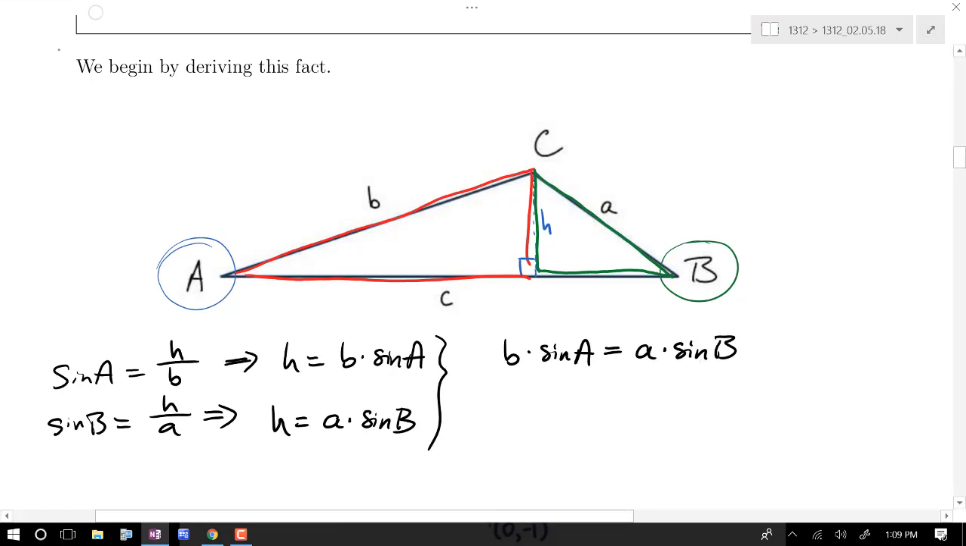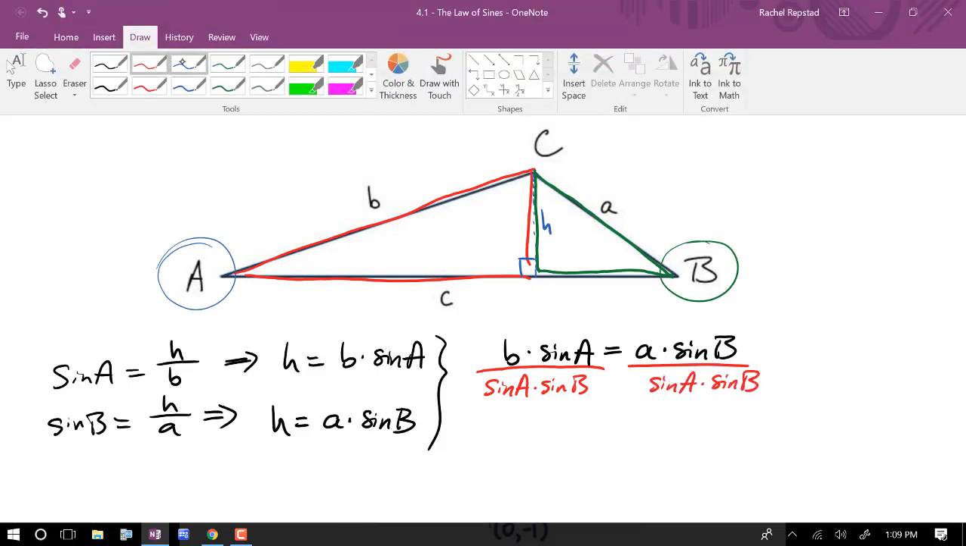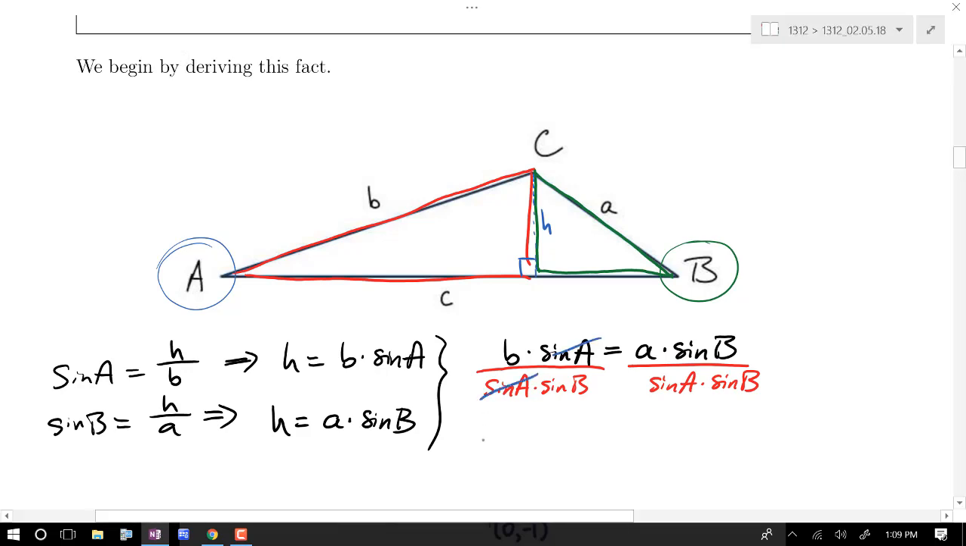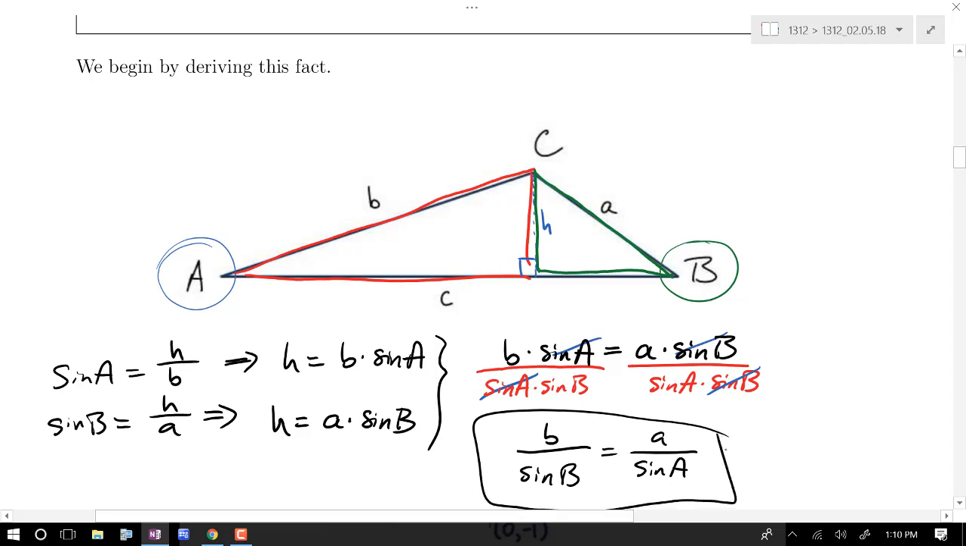And now we can divide both sides by the product sine A times sine B. Do some canceling. The sine of A cancels on the left side. Sine of B cancels on the right side. And we get b over sine B is equal to a over sine A. And there is the law of sines established using the angles A and B.